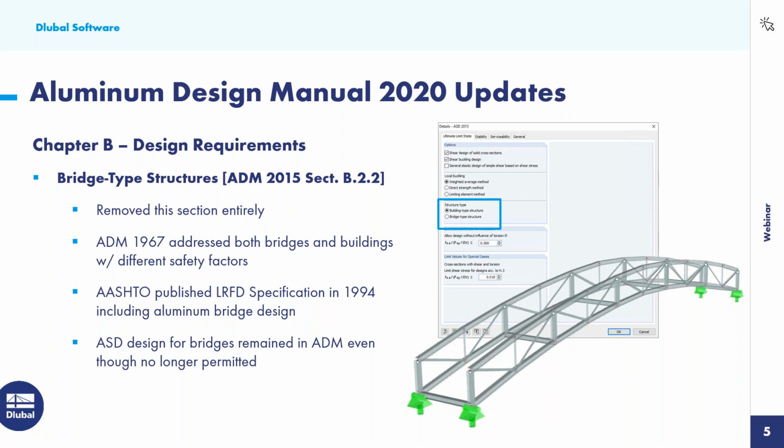So within the detail settings of the RF-ALUMINUM ADM module, if you are running the 2015 or 2010 ASD design, you will still see this option here to define whether it's a building type structure or bridge type structure. If you choose the ASD design for 2020, this option is now gone.